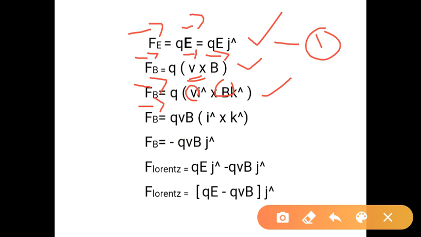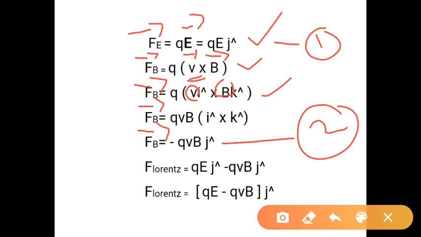What is i cap cross k cap? Last year we have studied the cross product of all the unit vectors. i cap cross k cap is minus j cap. Therefore we can write vector Fb is equal to minus QvB j cap. That is equation number 2. From this equation, we will get the magnitude and the direction of magnetic force. What is the magnitude of magnetic force? QvB. And what is the direction? Minus j cap. Means negative y direction.